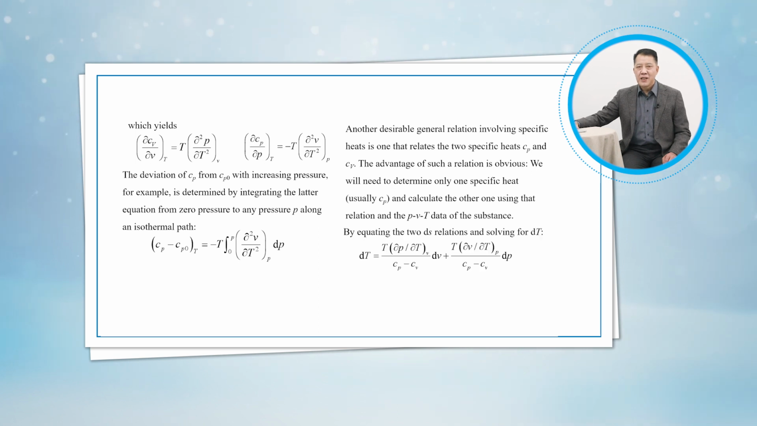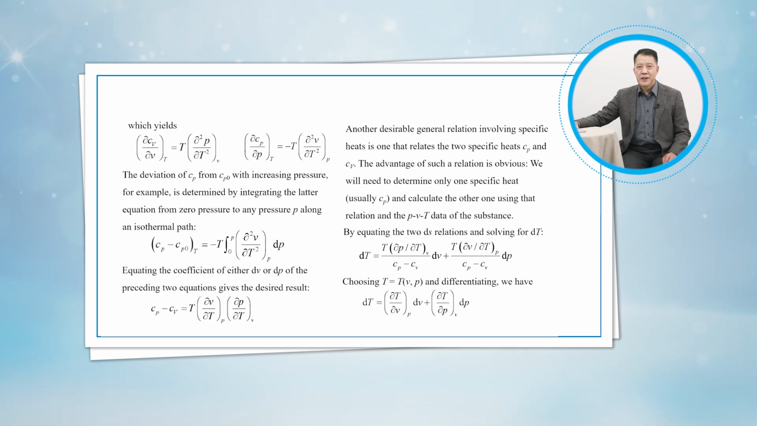By equating the two ds relations and solving for dT, the exact differential of T with natural variables of v and P is obtained. Equating the coefficient of either dv or dP of the preceding two equations gives the desired result of the difference of the specific heats.